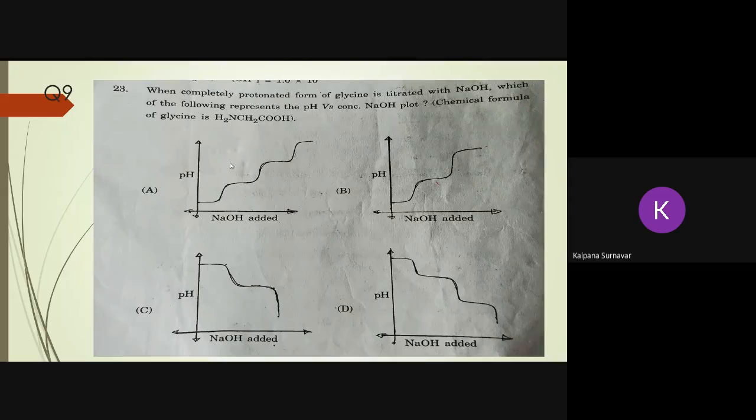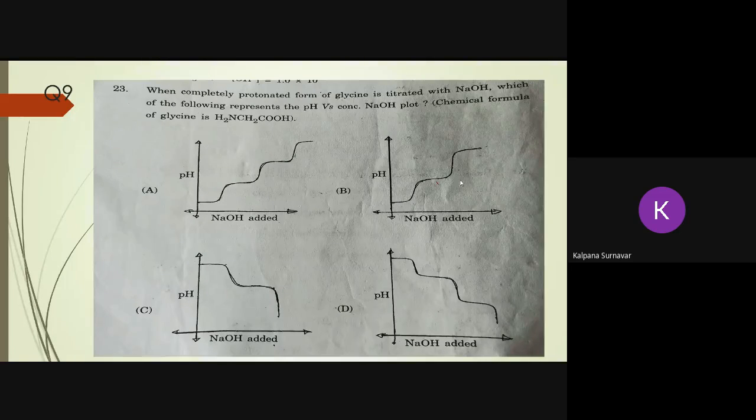See, the first diagram, or the first option, is here. In the first option, the equivalence points are 3. We have to observe only two equivalence points, pK1 and pK2. So the first option is incorrect.